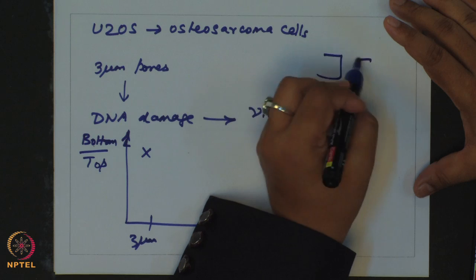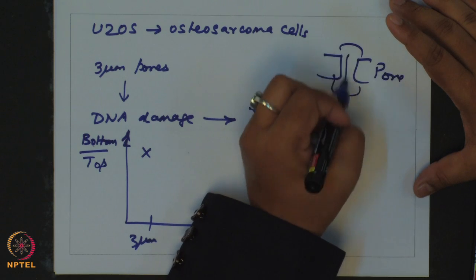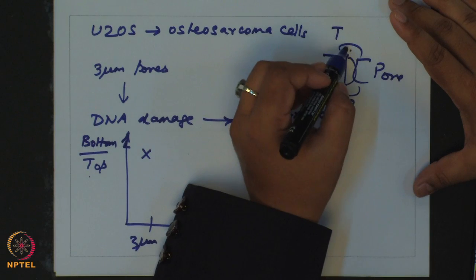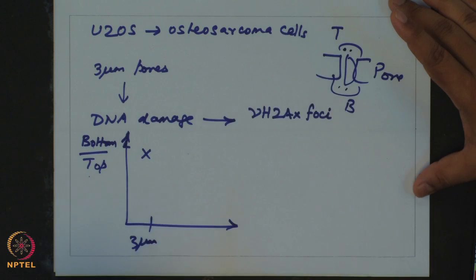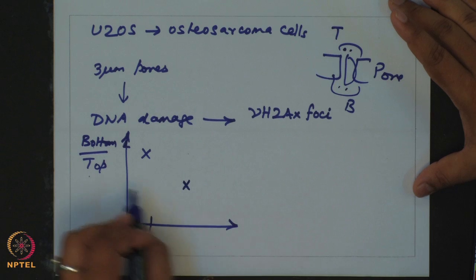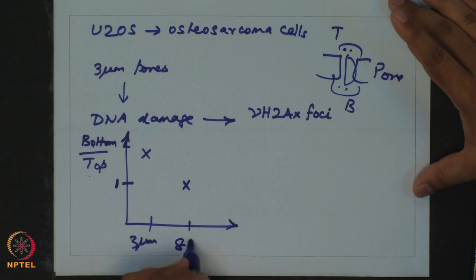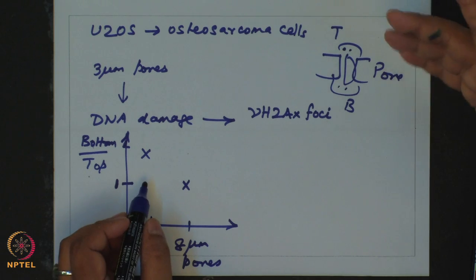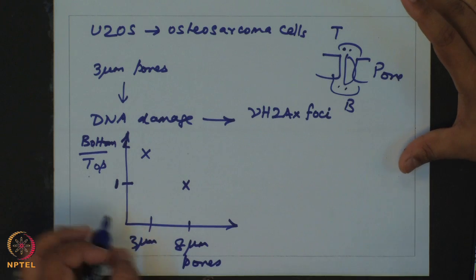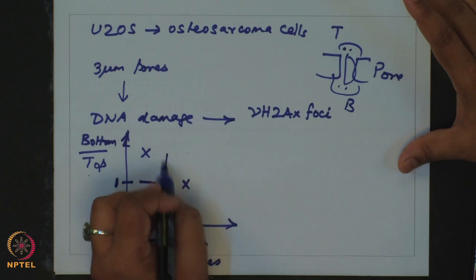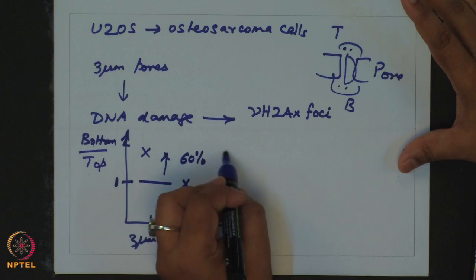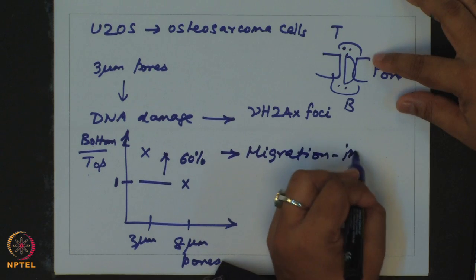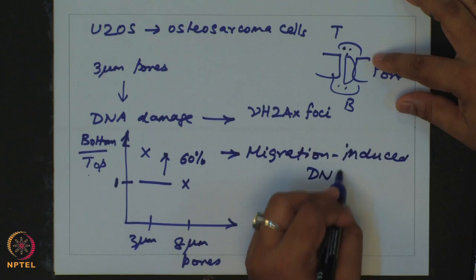So, you have the pore, the cell is passing through it. This is your top, this is your bottom, and then they take the number of gamma H2AX foci in cells which are at the top and cells which are at the bottom. This ratio in 8 micron pores should be 1, right, because in 8 micron pores the nuclei do not need to be squeezed, but in 3 micron pores there is a nearly 60% increase. So, this is completely migration induced DNA damage.